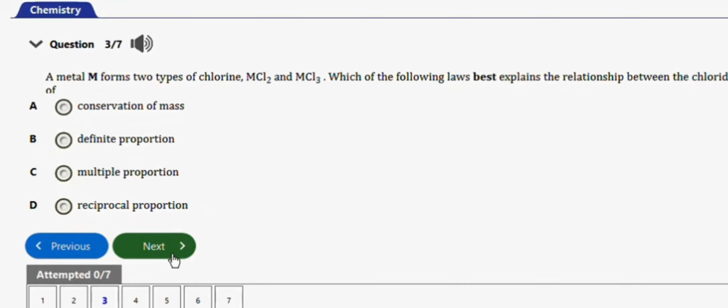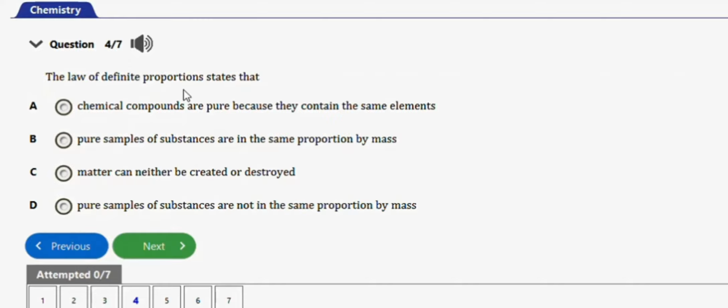The next question will be this one. It says the law of definite proportion states that chemical compounds are pure because they contain the same elements. Pure samples of substances are in the same proportion by mass. Matter can neither be created nor destroyed. Pure samples of substances are not in the same proportion by mass. The right option to this question is: the law of definite proportion states that pure samples of substances are in the same proportion by mass. Alright, so that's it for this question. Option B is the right answer.